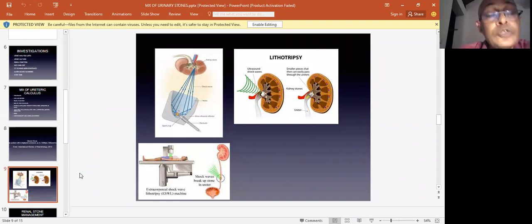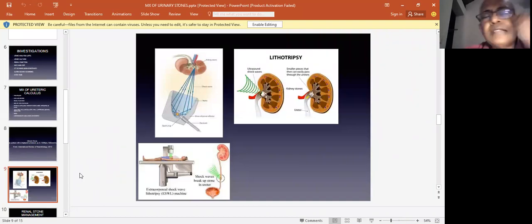Sometimes you have to use many shock waves, thousands, 2000s. So that is the principle that you just need to know. It's a pressure wave called a shock wave that breaks the stone. The mechanism, you don't really need to know too much. There's a machine with a shockwave generator and a parabolic mirror that focuses it to a focal point. And in the machine, there's a way that we can focus this shockwave onto the stone.